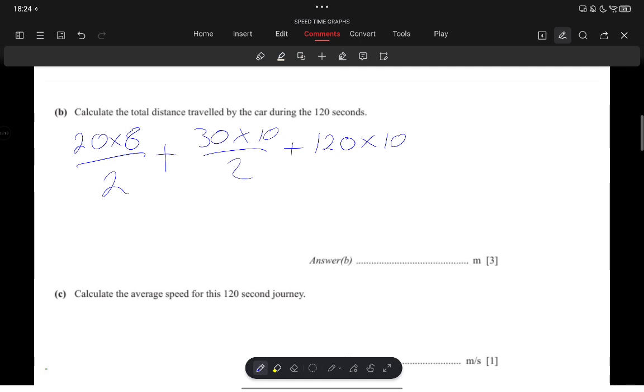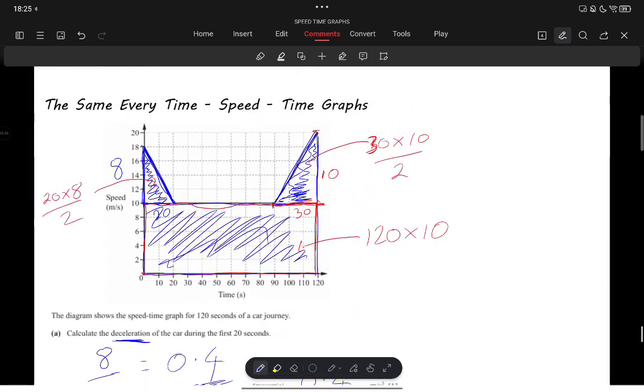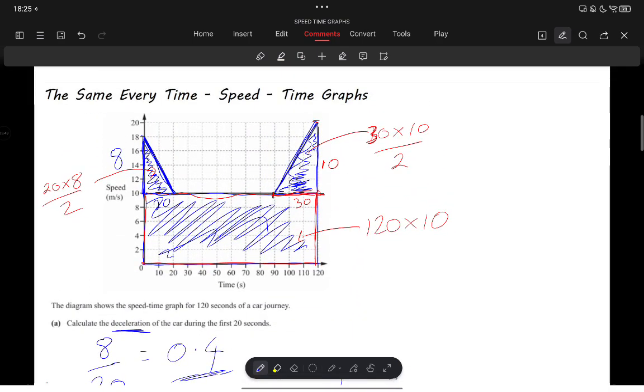Right then, calculator job for this. So what have we got? 20 times 8 divided by 2, plus 30 times 10 divided by 2, the two triangles, plus 120 times 10, and that gives me 1,430. It's worth checking that they want the answer in meters, which they do, and our answer will come out in meters because the speed is meters per second and the time is seconds.